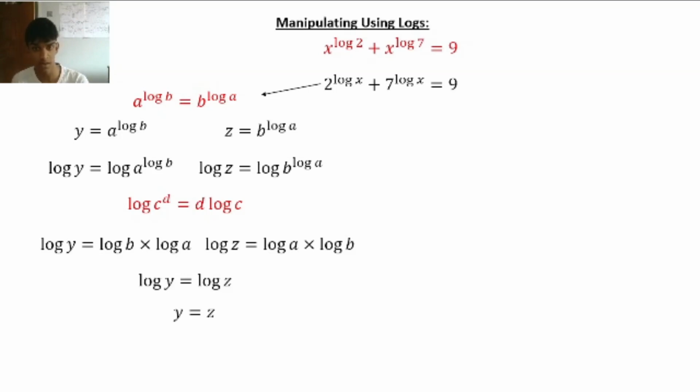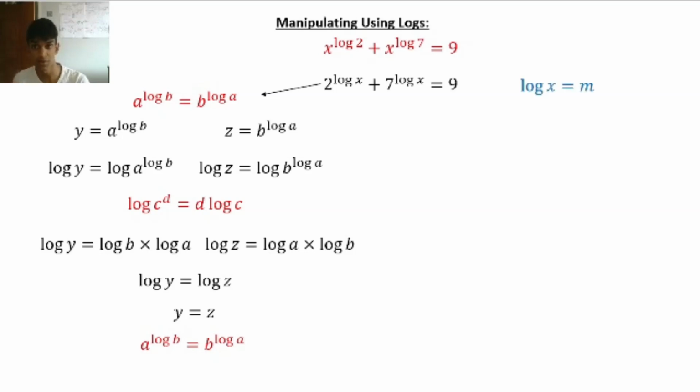But what was y and z from earlier on? y was a to the power of log b and z was b to the power of log a. And so when we have x to the power of log 2, it can also be written as 2 to the power of log x.